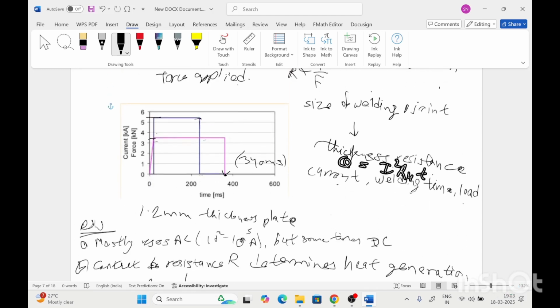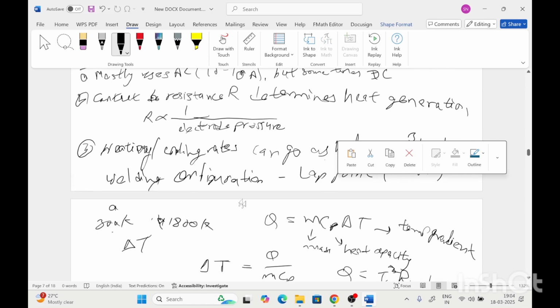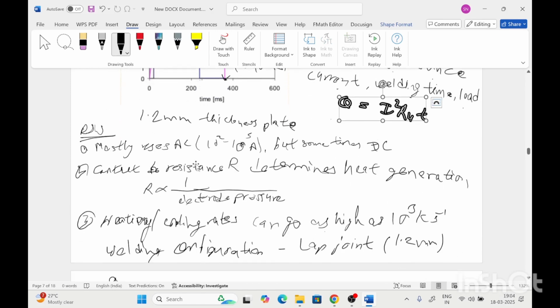So the characteristic of the resistance spot welding is that it uses mostly AC current of 10 raised to power 2 to 10 raised to power 5 ampere, but sometimes DC is also used. The contact resistance R determines the heat generation, and the resistance further depends on the composition of the two plates also. And the resistance is inversely proportional to the electrode pressure.